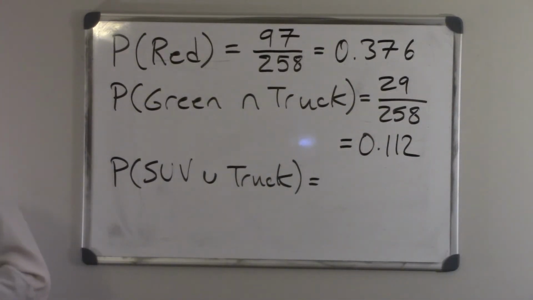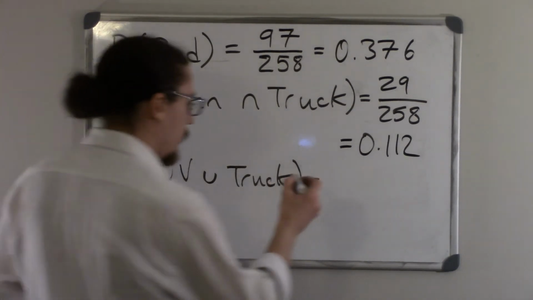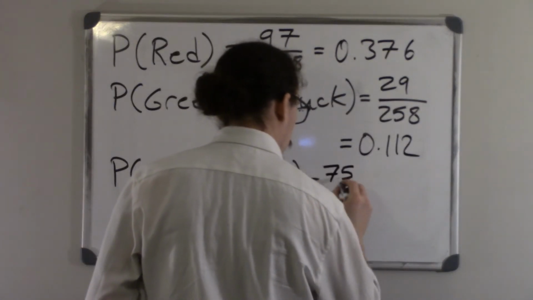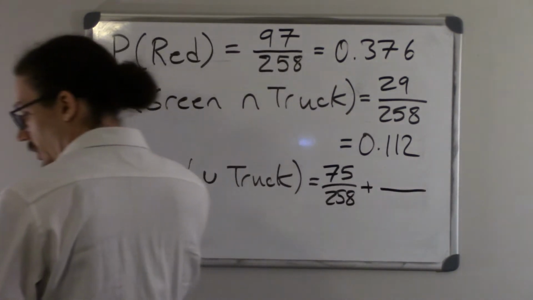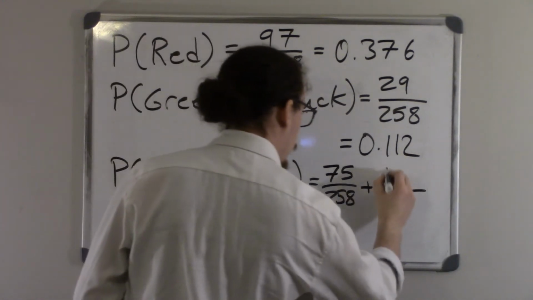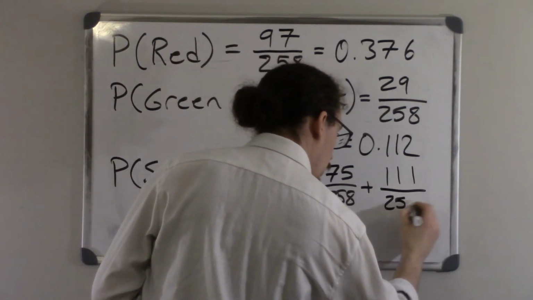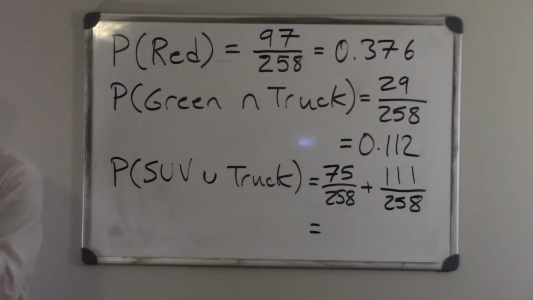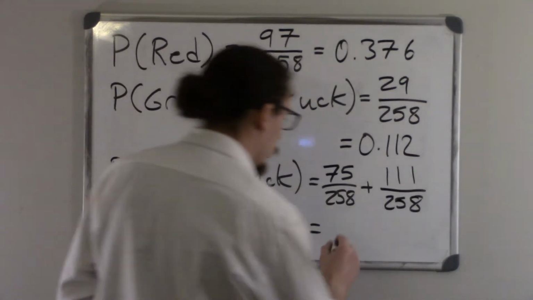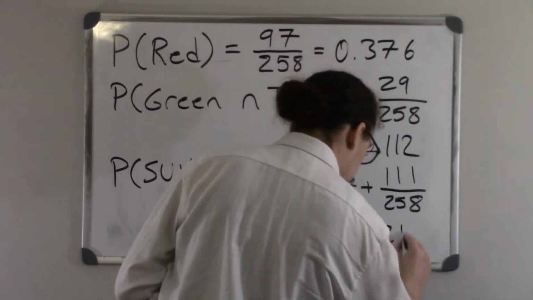So we just go, again, looking at our joint distribution table, we see the column with SUV. If we add that up, we're going to get 75. So 75 over 258, because that has not changed. Then we look and see how many trucks we have, 111. Divide that over 258 as well. When we put that all together, we're going to get a final probability of 0.721.